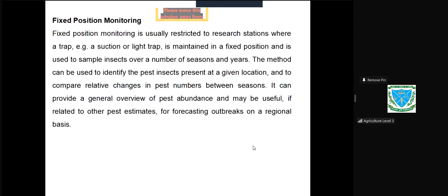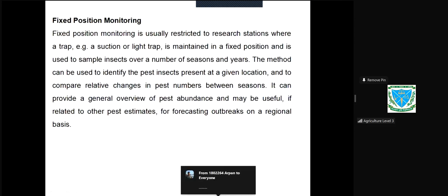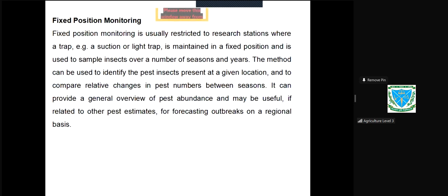So what are we saying about fixed position monitoring? From a particular position we have these data. So if we want to use this data for forecasting, we can use it for that particular area where we have done the monitoring. Say for example we have collected data from Mymensingh, we cannot use this data for Rajshahi, because we have collected this data from Mymensingh.